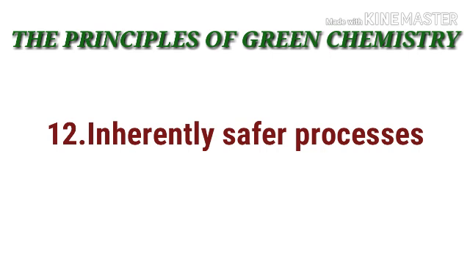Inherently safer process, that is, safer chemicals for accident prevention. The substance and the form of a substance used in a chemical process should be chosen to minimize the potential for chemical accidents, including releases, explosions, and fires. That means the reagents and reactions should be risk-free in the chemical process to minimize chemical accidents, explosions, fires, and gas release.